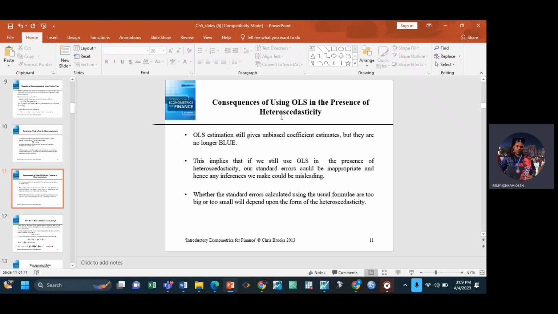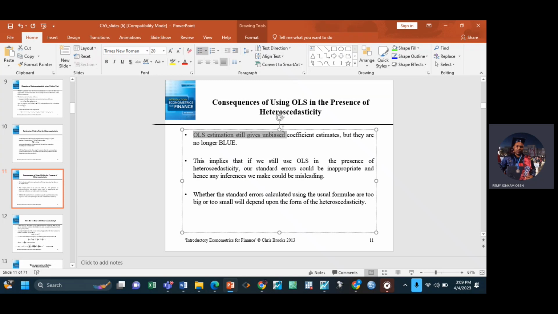Consequences of using ordinary least squares in the presence of heteroscedasticity. What's the meaning of this? Of course, we should not use ordinary least squares if these assumptions are not all valid, right? But some people might want to still use ordinary least squares even though these assumptions are not satisfied, but there are consequences. What are the consequences if we are using ordinary least squares? It is written here. Ordinary least squares estimation still gives unbiased coefficient estimates, but they are no longer BLUE. So if you use ordinary least squares, they will still be unbiased, but they will no longer be BLUE.